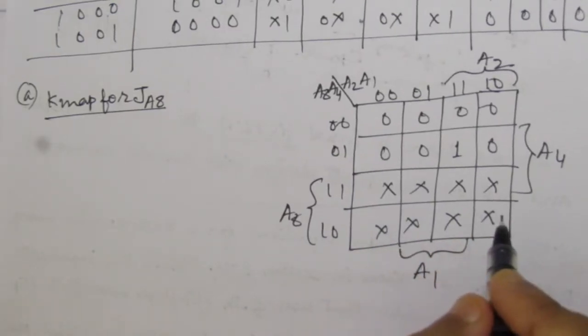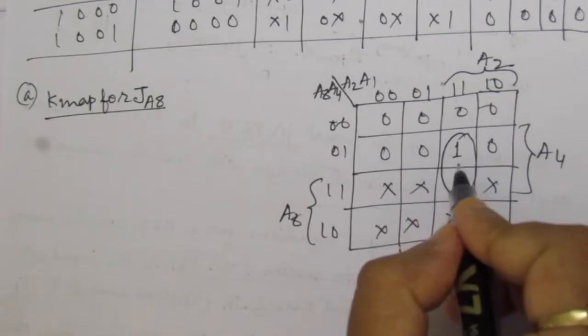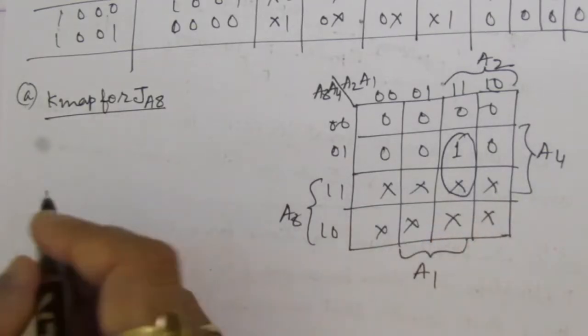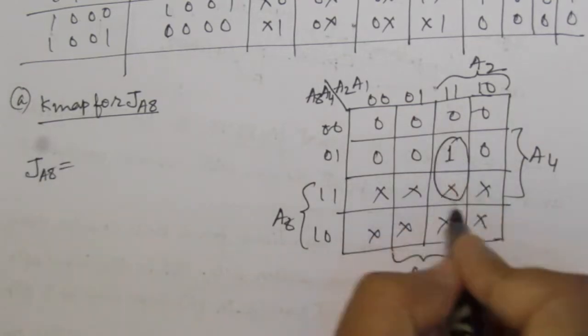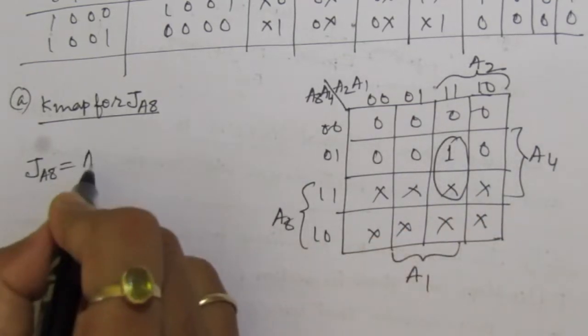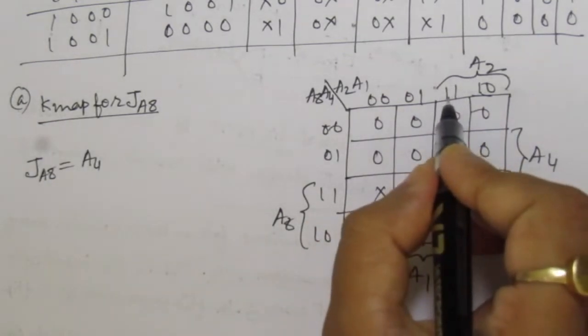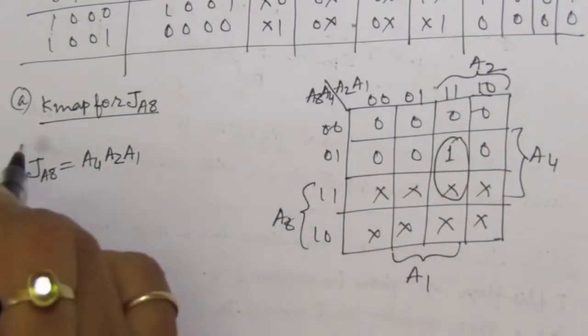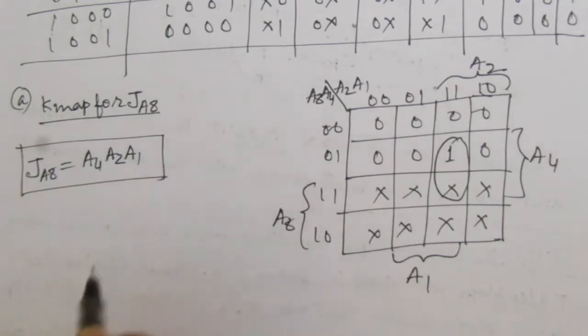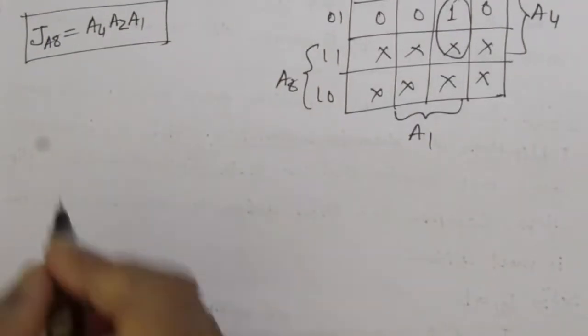So how can we combine? There is only one 1, so we will have only one term. So here JA8 is equal to, from this term we'll have A4, there we have 1, so A2, A1. So this is the expression for JA8. Now let us find out KA8.